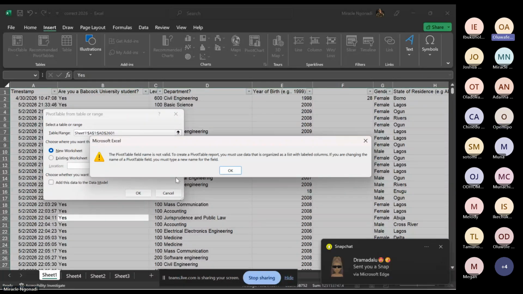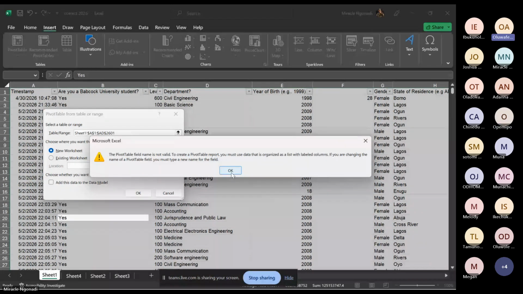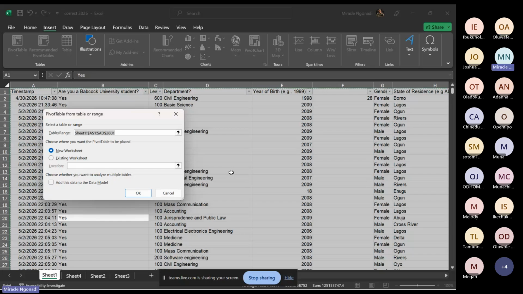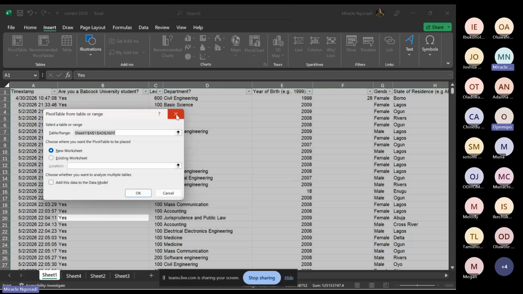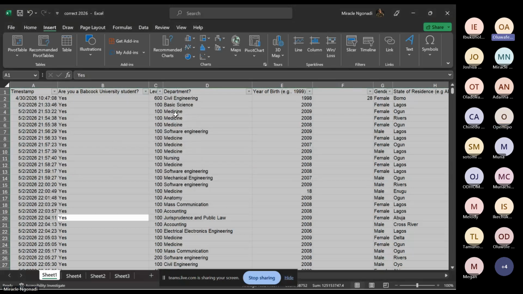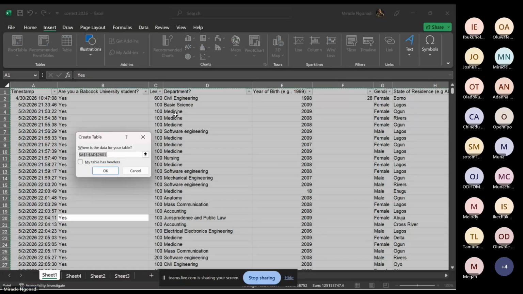You say the pivot table is not valid. You must have a data and a list label if you are changing the sheet. Just click OK. It should still go. Cancel it at the top. Convert it into a table. Press Ctrl T. Click on My Table Has Headers. You can see that little checkbox by the left. Good. Then click OK.